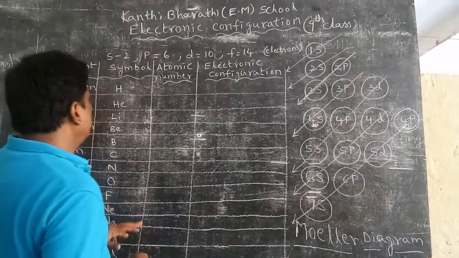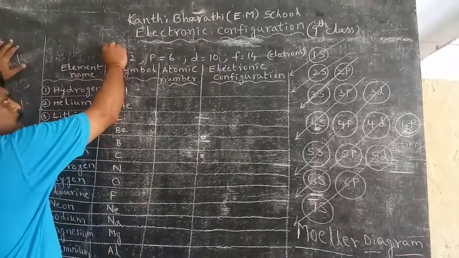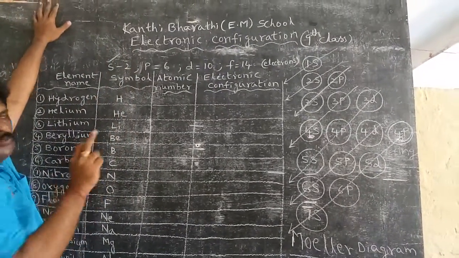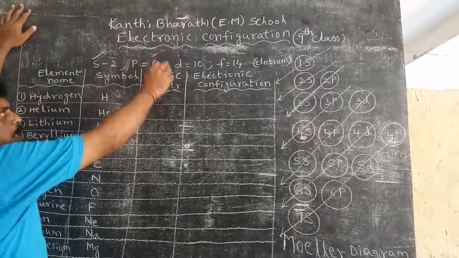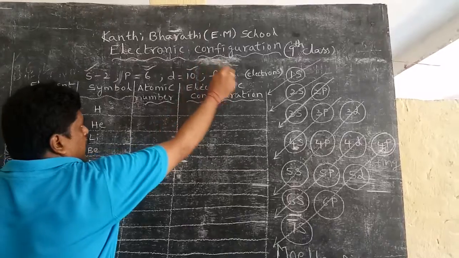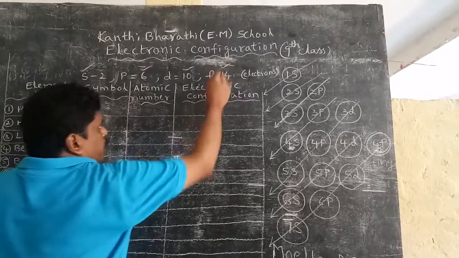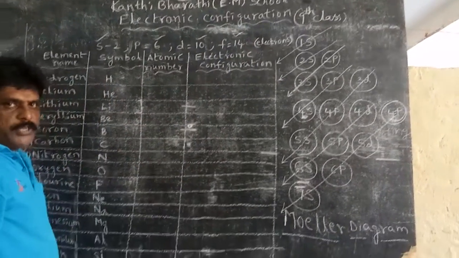Here I am explaining to you, in the s orbital they can fill only 2 electrons, and in the p orbital they can fill 6 electrons, in the d orbital they can fill 10 electrons, in the f orbital they can fill 14 electrons. Understand or not?